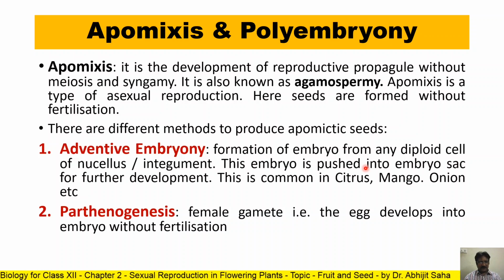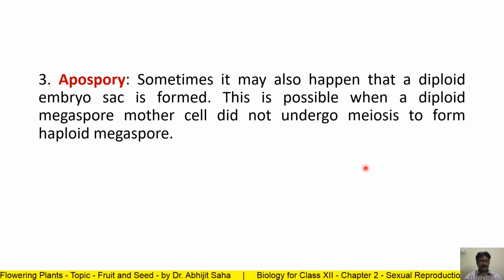Next is parthenogenesis. Parthenogenesis, that is, here the female gamete, that is the egg, directly develops into the embryo without any fertilization taking place. This is called parthenogenesis. Third is apospory.